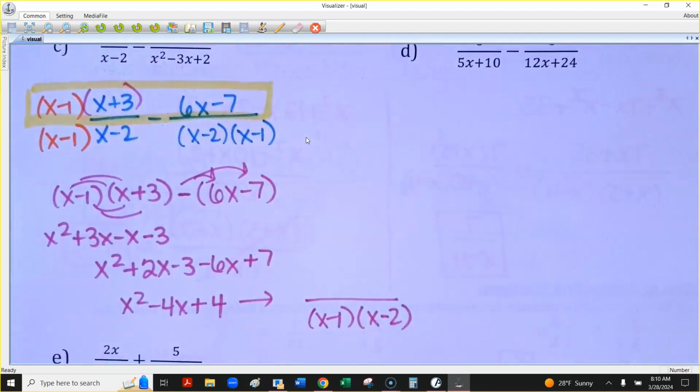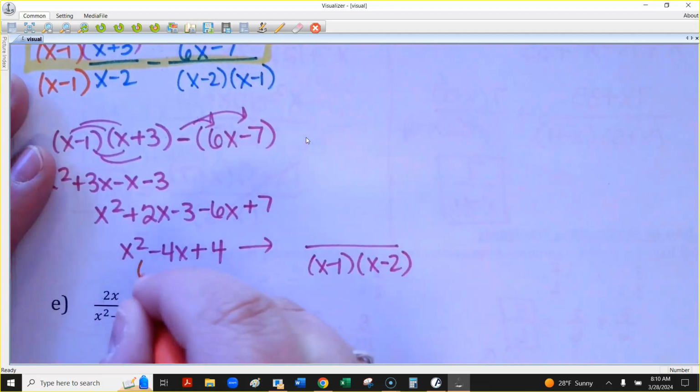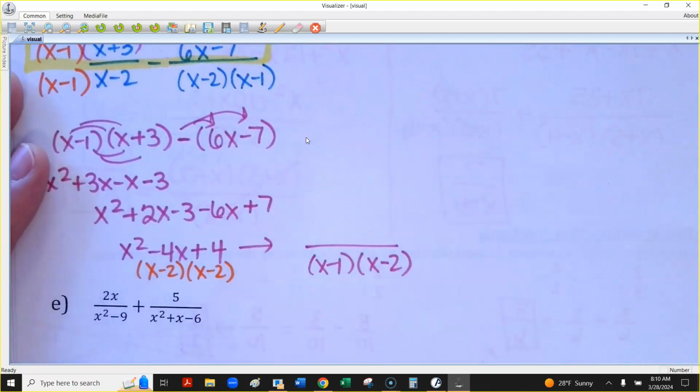Can you guys factor what we got for the numerator at all? Can I think of two numbers that multiply to get me positive 4, add to get me negative 4? 2, they're both 2, yeah. This would be x minus 2, x minus 2. I'm going to write that on top here.